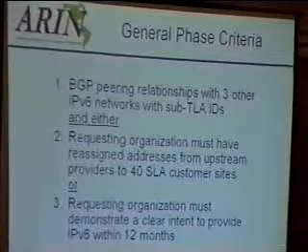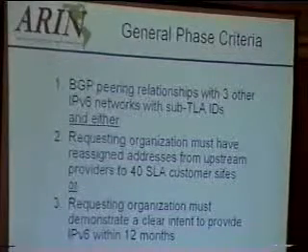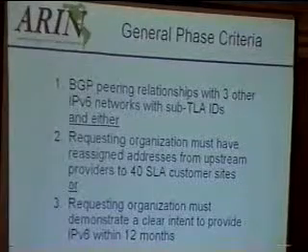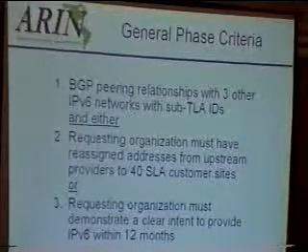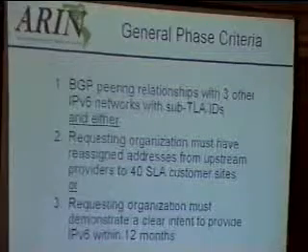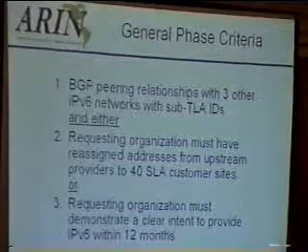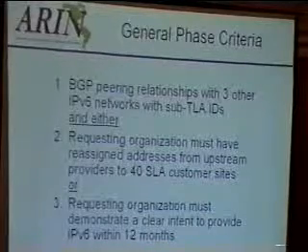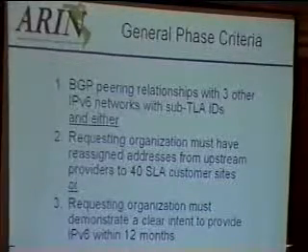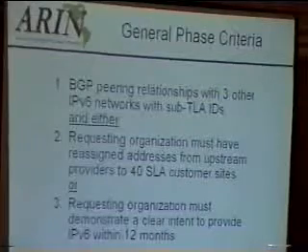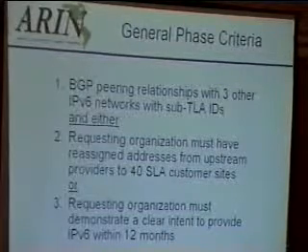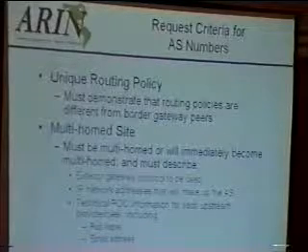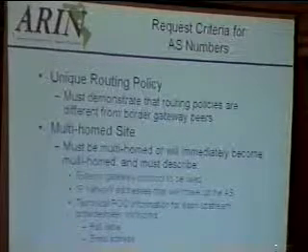Or the requesting organization must demonstrate a clear intent to provide IPv6 services within 12 months. Again, this is your plan that you provide to us. The plan isn't, I plan to provide IPv6 services in 12 months. That's not the plan. You give us a detailed plan of your schedule and how you're going to roll out these services. Okay? All right. Any questions about the IPv6 criteria? Okay. All of this is on the ARIN webpage.